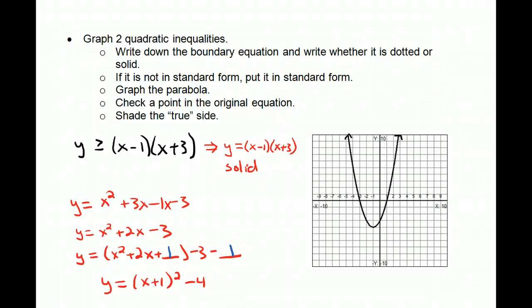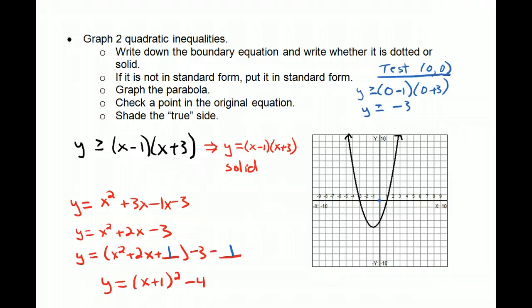Okay, I've graphed my parabola, and the last thing I need to do is test a point to see where I'm going to shade. Now, in general, the easiest point to test is usually the origin. So I'm going to test 0, 0. You can pick any point you want as long as it's not on your border. So I put it in the very original problem, y greater than or equal to (x minus 1)(x plus 3), which is (0 minus 1) times (0 plus 3). Okay, so I get negative 1 times a positive 3. That's a negative 3. So y greater than or equal to negative 3.